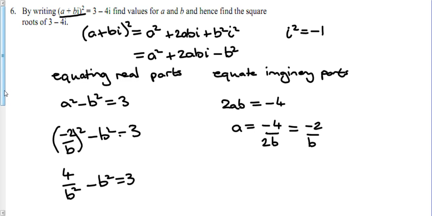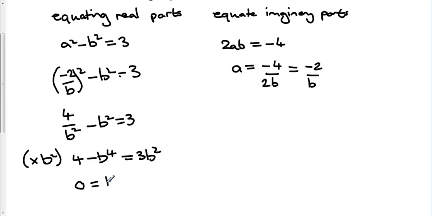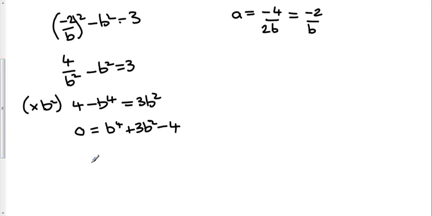At this point, as you get more experience, you'll notice that we can make a quadratic out of this, or actually a quartic, but we can treat it like a quadratic. So if we times both sides by b squared, we'll end up with 4 minus b to the power 4 equals 3b squared. And if I move everything onto the right hand side, so adding on b to the power 4 and taking away 4, we end up with essentially something we can treat as a quadratic.